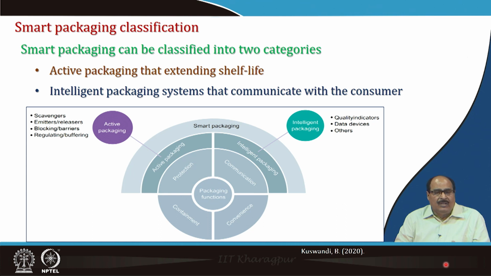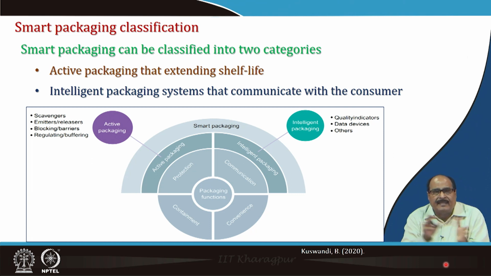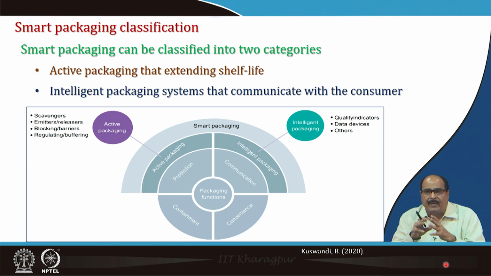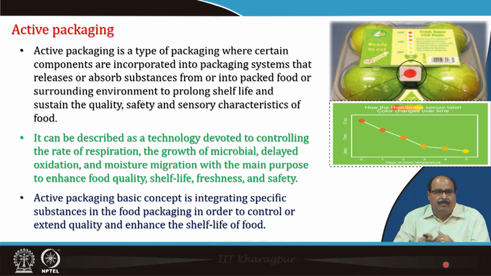So, the smart packaging systems can be classified into two categories. One is the active packaging that extends the shelf life based upon the interaction between the food characteristics, the environment inside the package and the packaging characteristics. And the other is the intelligent packaging system, which communicates with the consumer, telling whether the food inside is good, whether its quality is good, whether it is fresh or not. So, it provides information about the material inside the package.